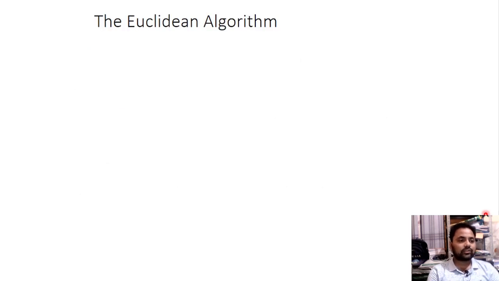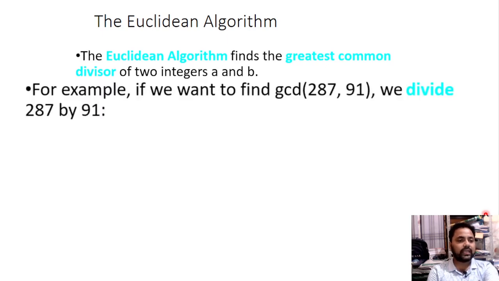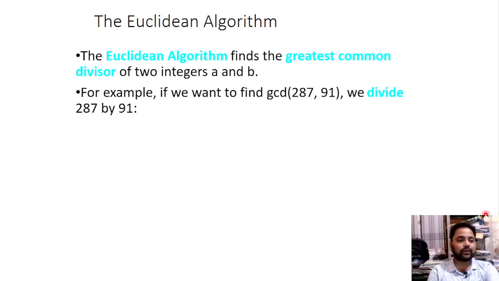Here we are going to discuss the Euclidean algorithm. This is also very important for number theory. The Euclidean algorithm finds the greatest common divisor of two integers a and b. For example, if we want to find the GCD of 287 and 91, we divide 287 by 91, and 287 is equal to 91 into 3 plus 14 in the form of dividend, divisor, quotient and remainder. Here 287 is the dividend, 91 is the divisor, 3 is the quotient and 14 is the remainder.